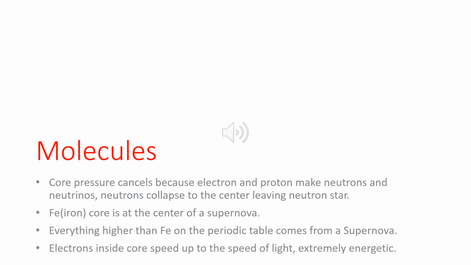Lastly, let's look at the molecules in a supernova. The core pressure cancels because electrons and protons make neutrons and neutrinos. The neutrons then collapse to the center, leaving a neutron star. The electrons inside of the core speed up close to the speed of light, which is extremely energetic. Iron is also at the core of a supernova, and everything heavier than iron on the periodic table comes from a supernova.